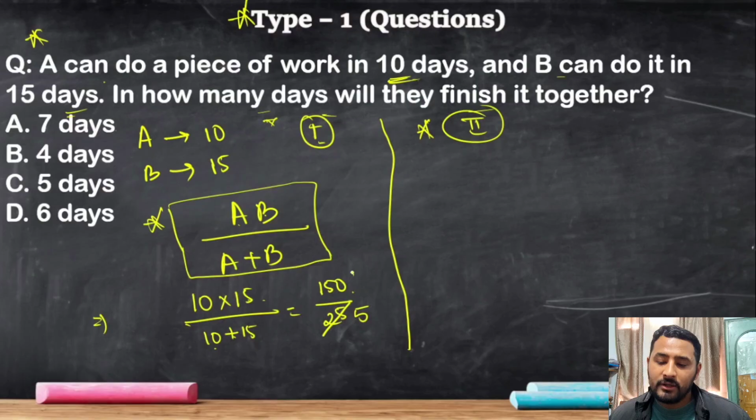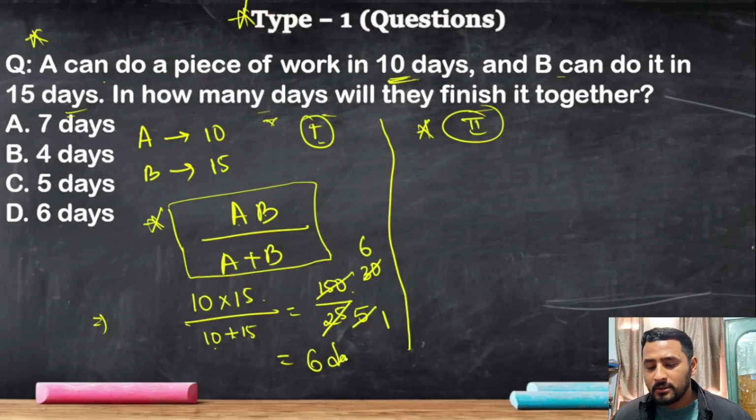5 into 5. 5 into how much? 5 into 30. Then 5 into 1. 5 into 6. So how many days are they taking together? 6 days. Okay, 6 days.